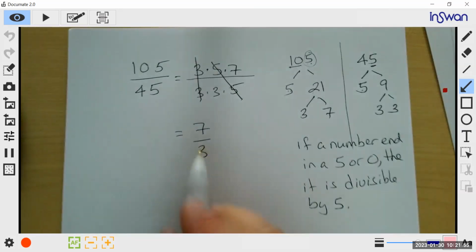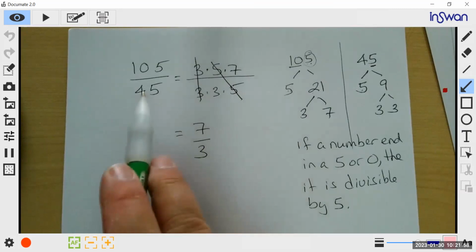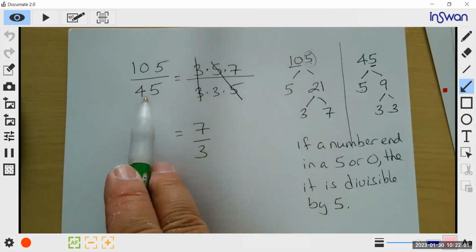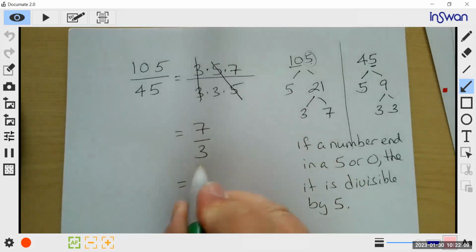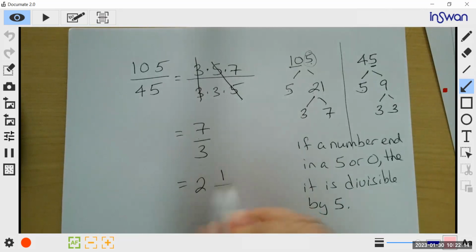This number is a lot easier to make into a mixed number than this. How many times is 45 going into 105? That's twice, but with a whole big number left over. How many times is 3 going into 7? 2 times with 1 left over. And there's your answer. So the whole purpose of factorization is to make the numbers smaller so you could easily handle them. Any questions so far?